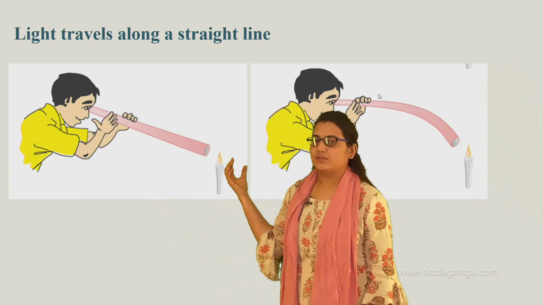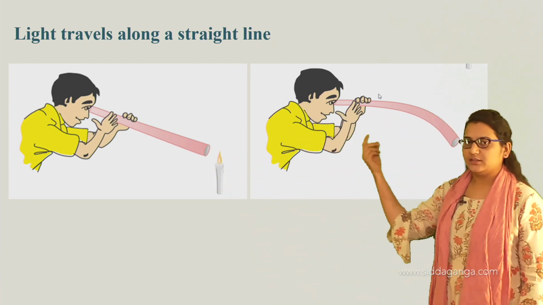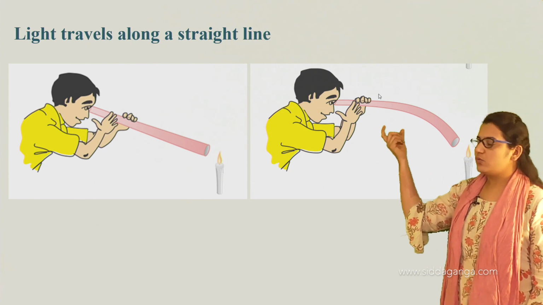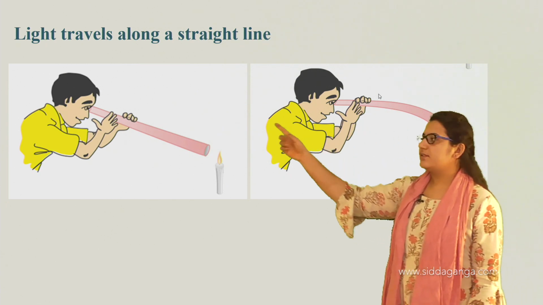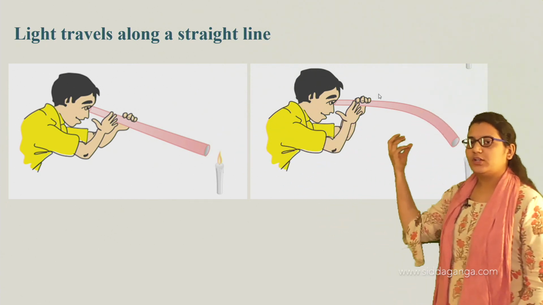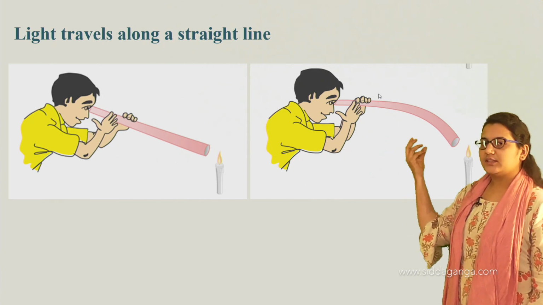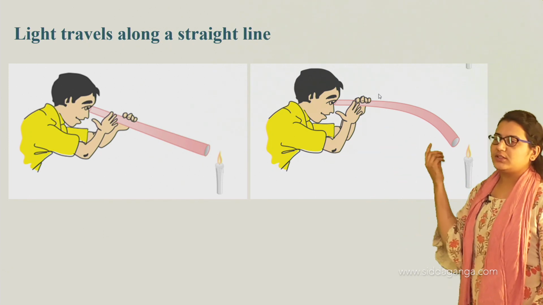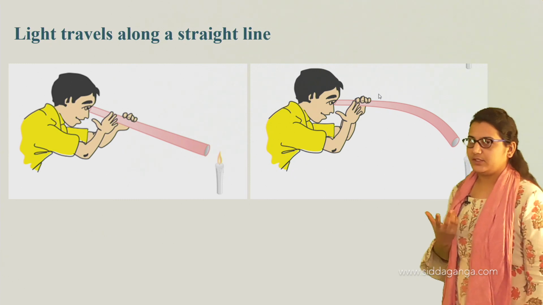But in the same way, if we are looking at the same candle but the path used is a little bent, not straight as in the before case, it is a bent pipe or a bent tube, then we hardly or cannot see this candle, it's dark. You can do this activity if you want.